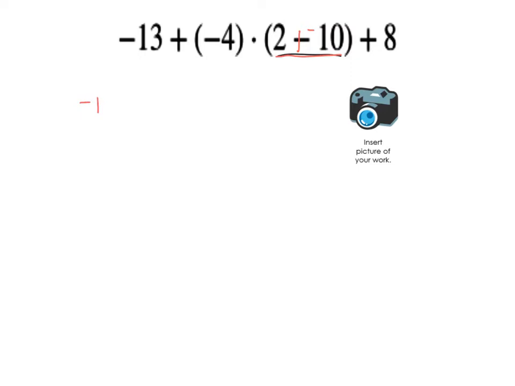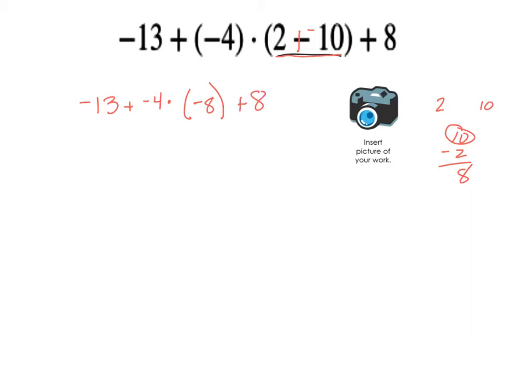So negative 13 plus negative 4 times, I'm going to put that in parentheses just because I want to, 2 plus negative 2. Same sign, add and keep, different sign, subtract. Those are different signs, so I'm going to subtract their absolute values. Absolute value of 2 is 2. Absolute value of negative 10 is 10. 10 is bigger. 10 minus 2 is 8. And the sign is the sign of the bigger number. 10 was bigger and 10 was negative, so it's negative 8 plus 8.